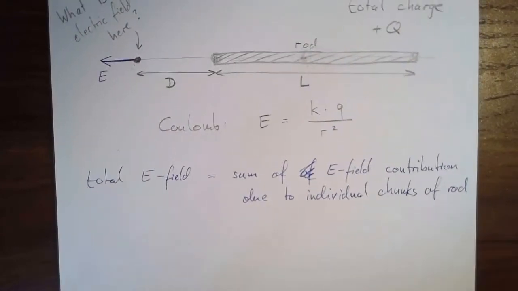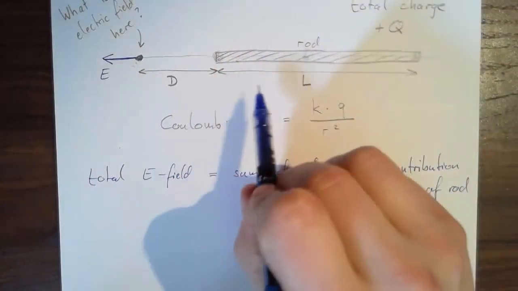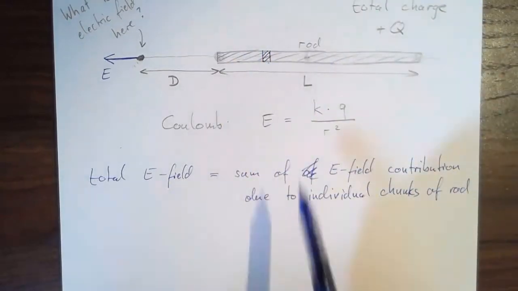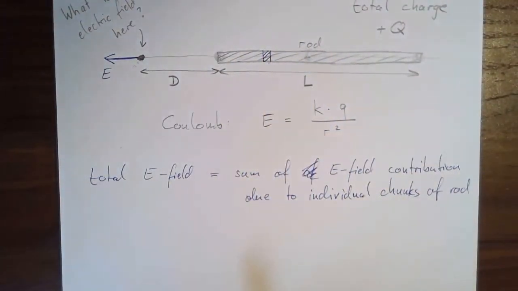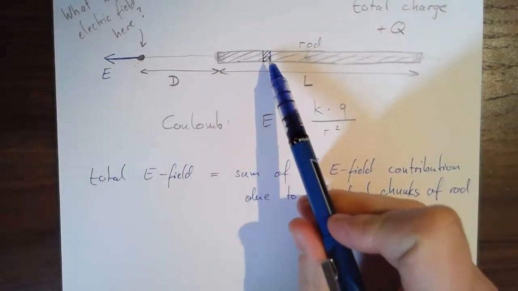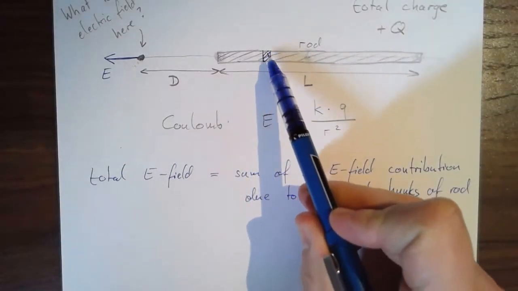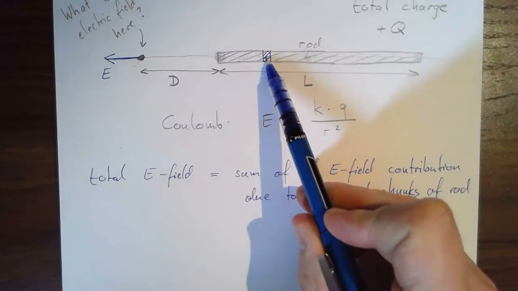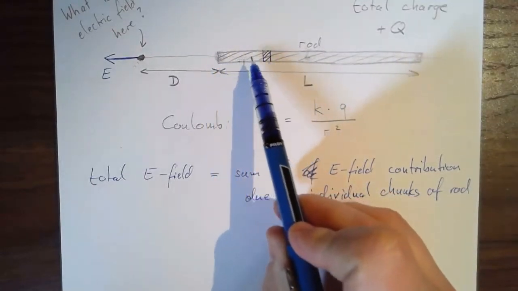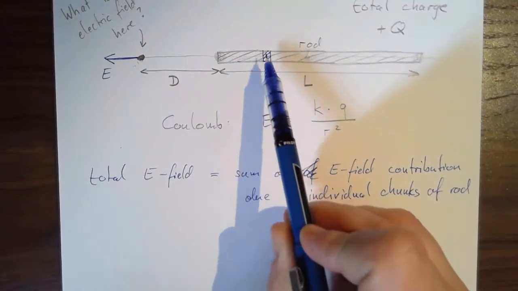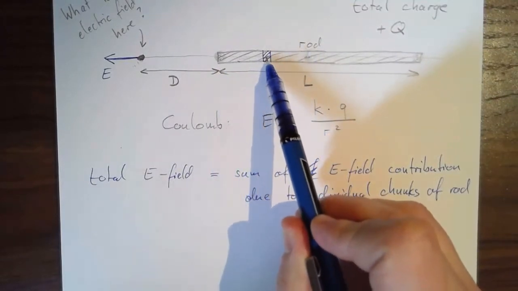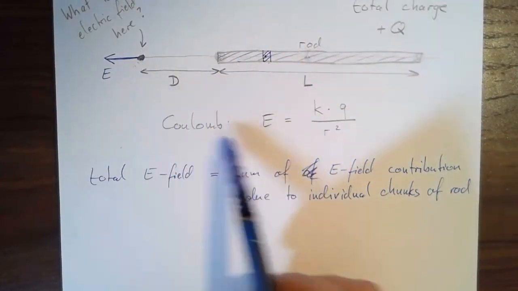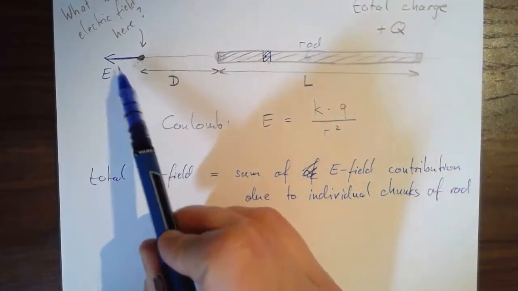Okay, so what do I mean by a chunk? Well, I can imagine I cut this rod up into tiny bits. Now I'm considering this little bit here. That is my chunk. If I make this small enough, I can approximate this little chunk of the rod to be at a single point. So I'm going to split my rod up in 100 small pieces. Each one is small enough that I can reasonably say it's at a single point. It has a definite position here, no real extension. I can work out the electric field due to it using Coulomb's Law, and then I can add them up.